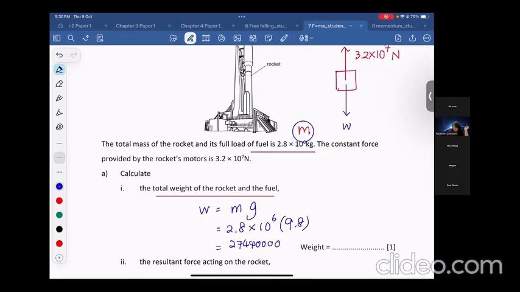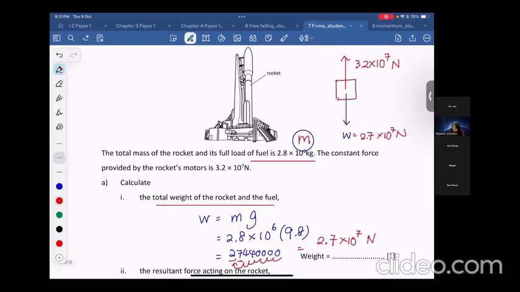27440000. Am I right? As I told you, we make it two significant figures. So I can write 2.7, times 10 power of 7 Newton. If you want to write 2.7 and then behind it the zeros, no problem. But we will make it into two or three significant figures, okay? So here we have 2.7 times 10 power of 7 Newton.